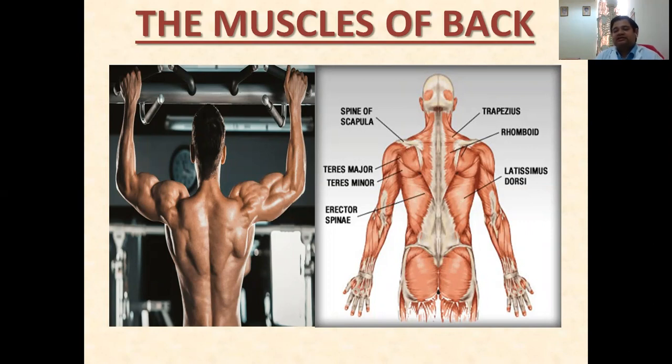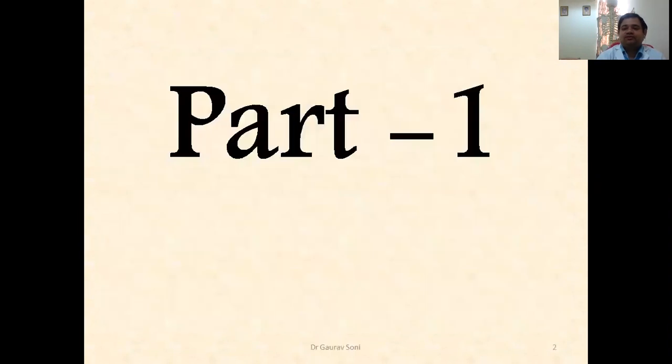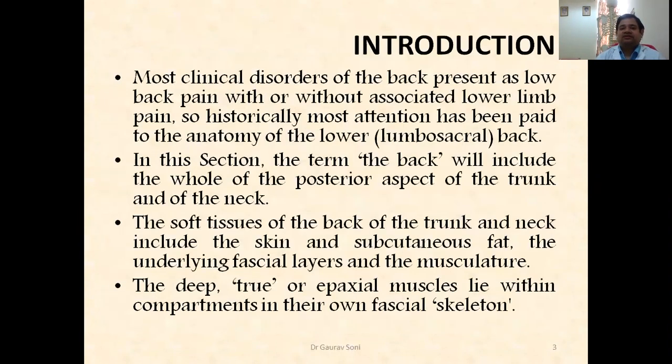Then the second layer are thin muscles, two in number only. They are especially attached to the ribs. And next comes the deepest layer, which is also known as the true muscles of the back, due to its important function, or because they are totally lying inside, near the vertebral column and nearby bones. So let's start this topic one by one. Part one we are going to start today.